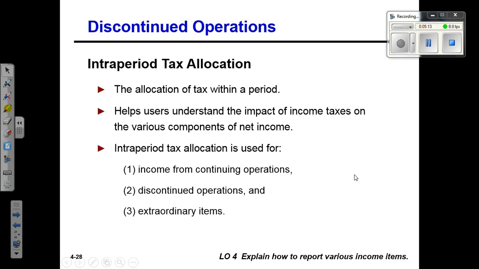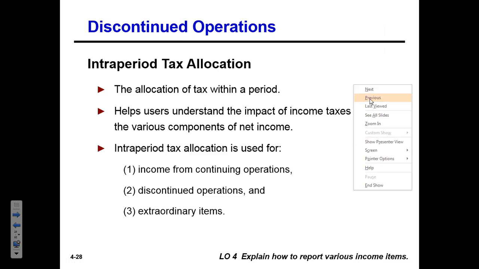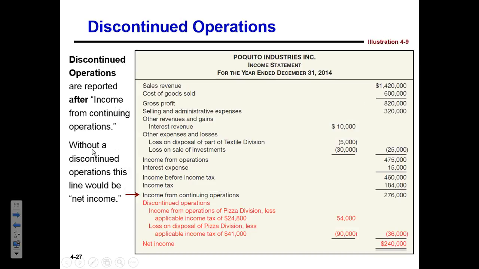Okay, so the key thing is, oh, by the way, what do I mean by the line? Which line is the line? The author kind of talks about that too. Without a discontinued operations, this would be net income. That is the line. Income after tax, got it? But again, if you don't have any discontinued operations or extraordinary items, you just call that net income. Yeah, got it. It's just net income. Okay, good.